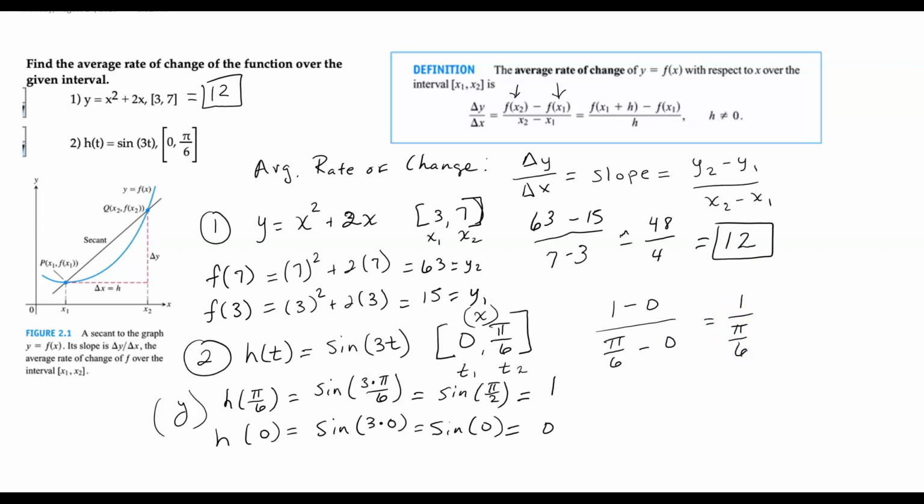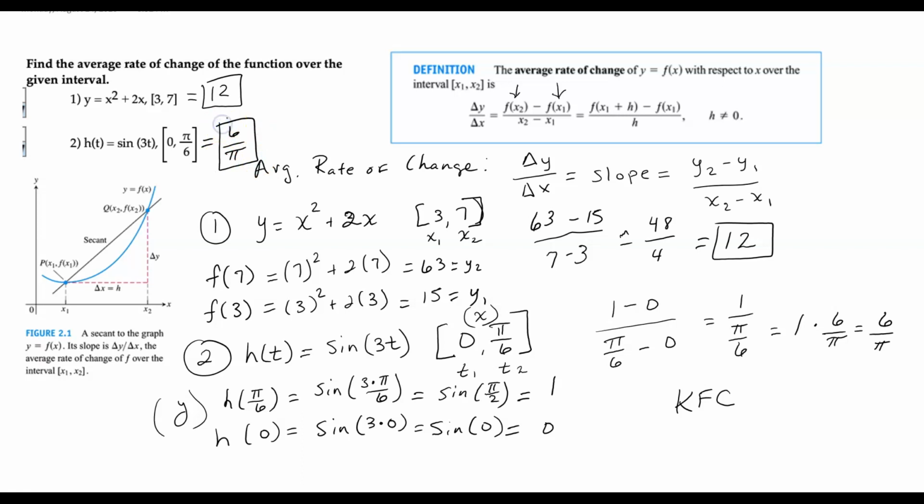And I always tell my students when dividing fractions, always remember to KFC. What does that mean? Keep the first fraction, flip the second fraction, and change the sign from division to multiplication. So keep the first fraction, 1 stays the same. Pi over 6 becomes 6 over pi. You have 1 times 6 over pi, because then you change the sign from division to multiplication. You end up with 6 over pi. So the answer for this one is 6 over pi.